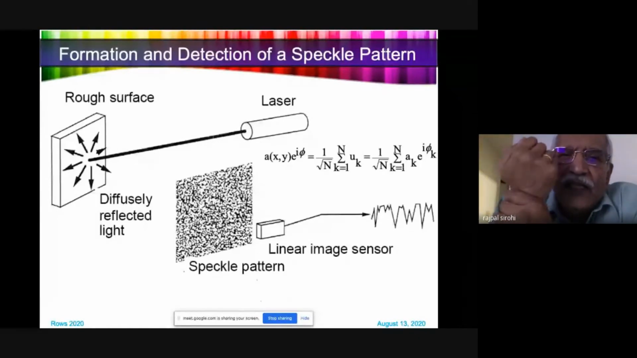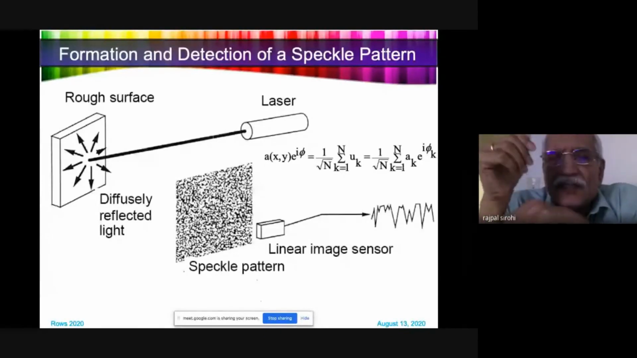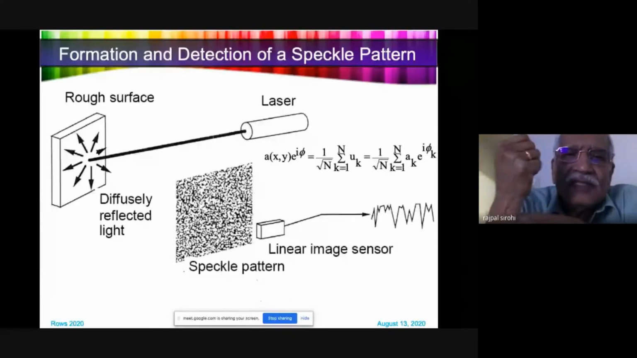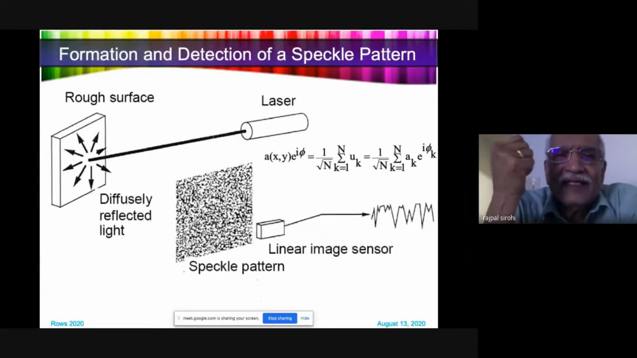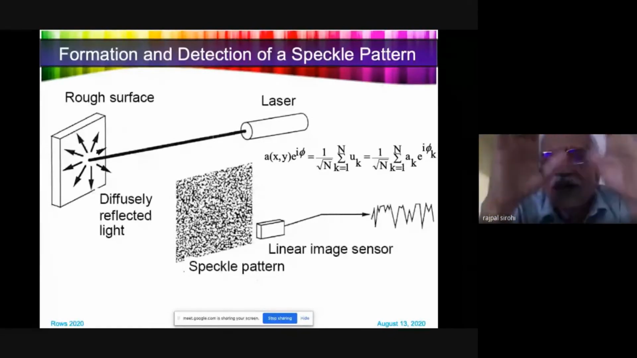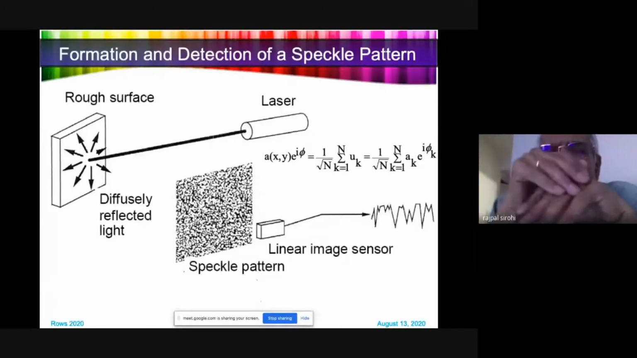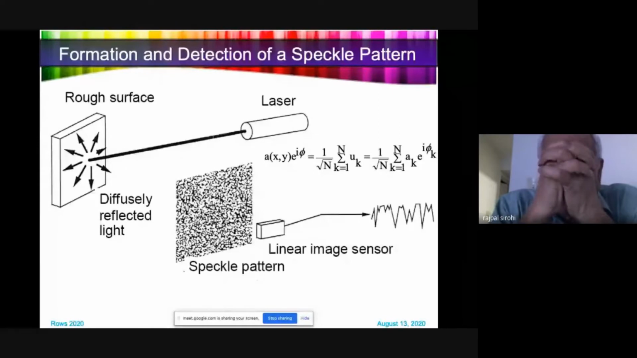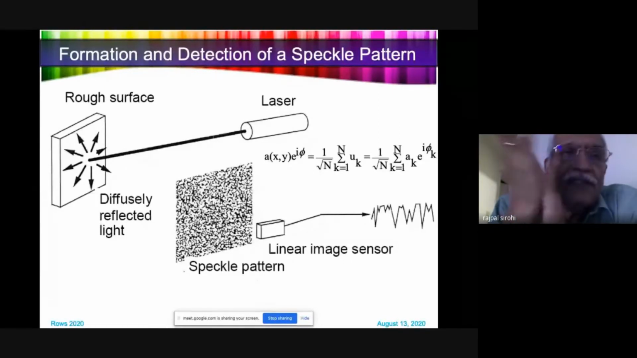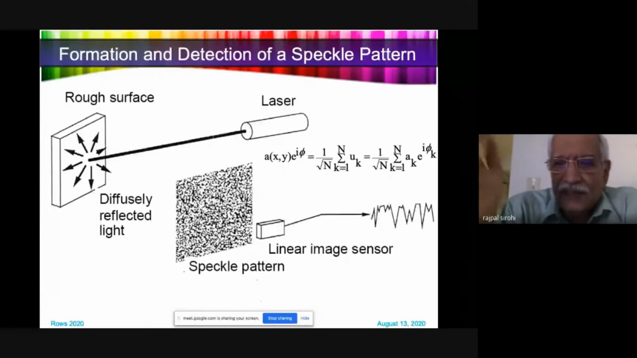And you can record this either on CCD or linear array. If you are recording on CCD, you can scan a line and see how the intensity fluctuates. It's a random pattern. It's completely random pattern because it is now determined by the surface roughness, which is random.